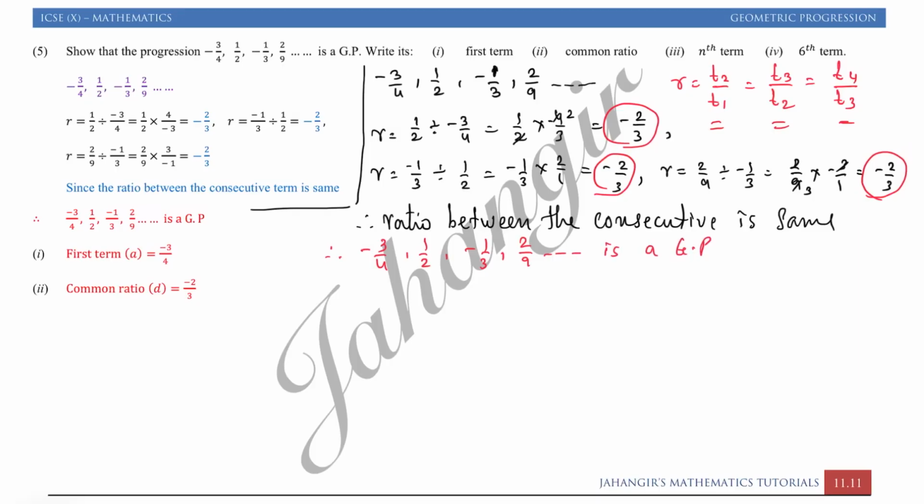Once we get GP, we can write first term. Therefore first part is first term. A is here, see we got first term over here. This is my first term. That can be written as minus 3 by 4. And in the second part of the question we have common ratio. We have to find common ratio.